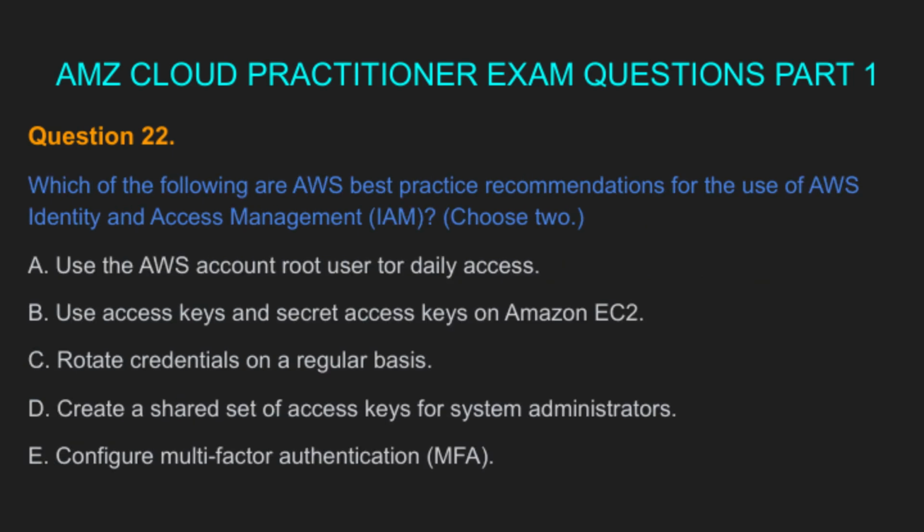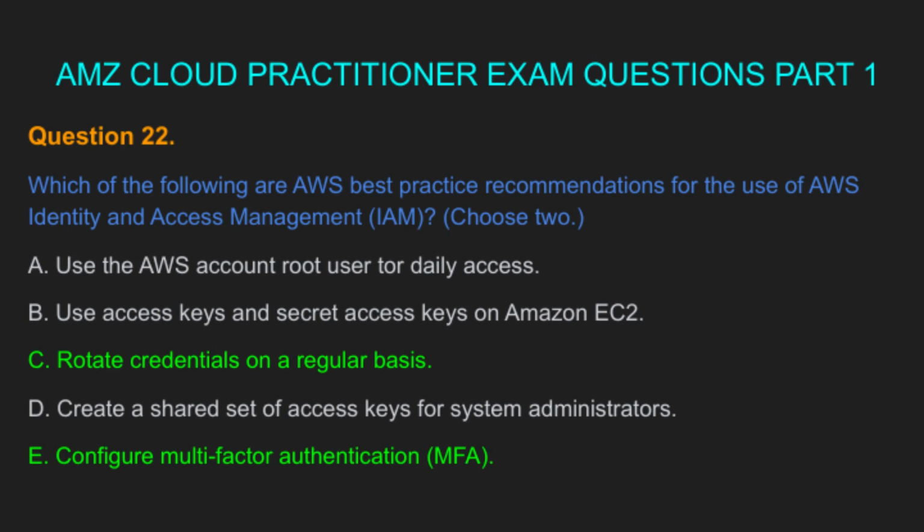Question 22. Which of the following are AWS best practice recommendations for the use of AWS Identity and Access Management, IAM? Choose 2. A. Use the AWS account root user for daily access. B. Use access keys and secret access keys on Amazon EC2. C. Rotate credentials on a regular basis. D. Create a shared set of access keys for system administrators. E. Configure multi-factor authentication, MFA. The answer is C. Rotate credentials on a regular basis. And E. Configure multi-factor authentication, MFA.